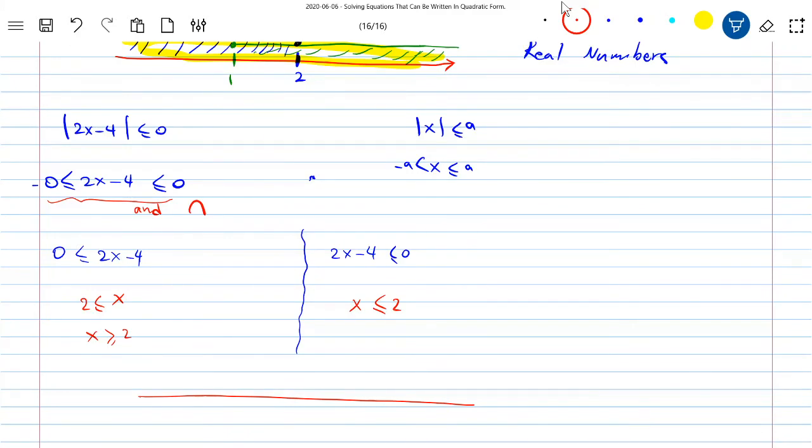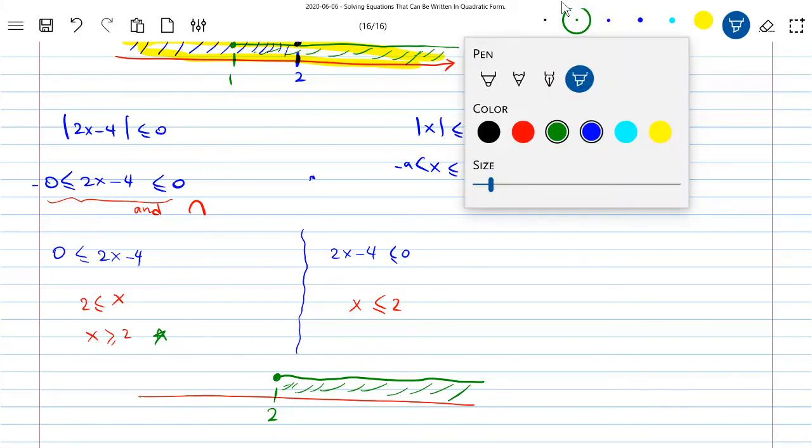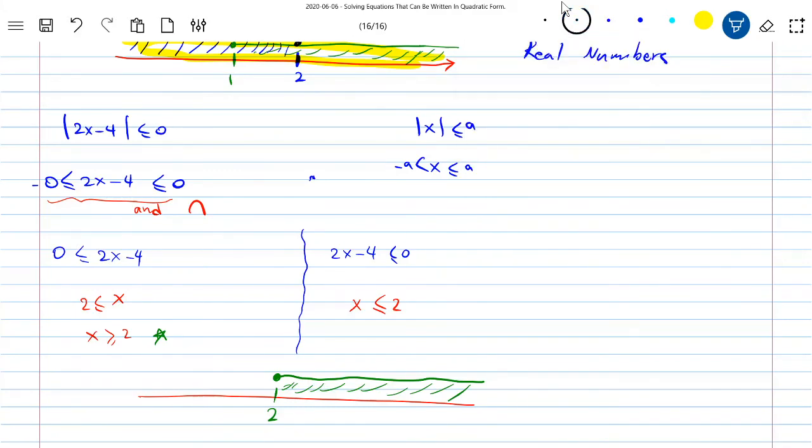To graph each solution, I'm going to use the color green for this side. Here's 2. x greater than or equal to 2. 2 is included. So here is the area that I want, as well as 2. And how about the other solution? Let me use color black. x less than or equal to 2. This is 2. Everything below 2. All this area.